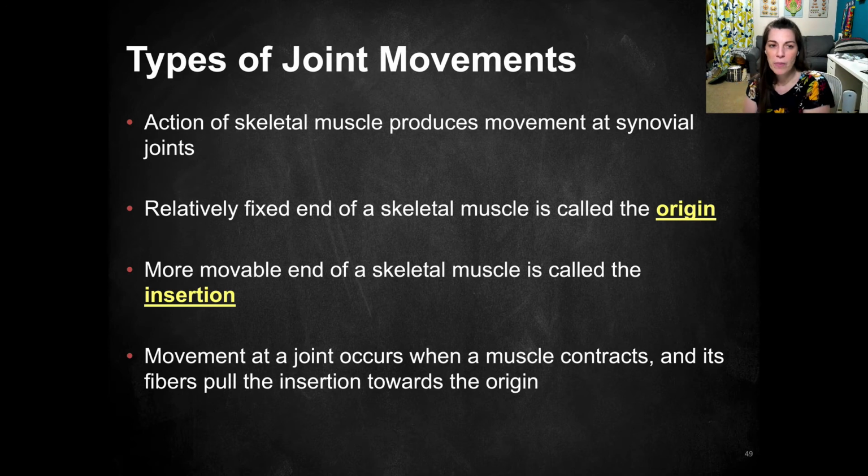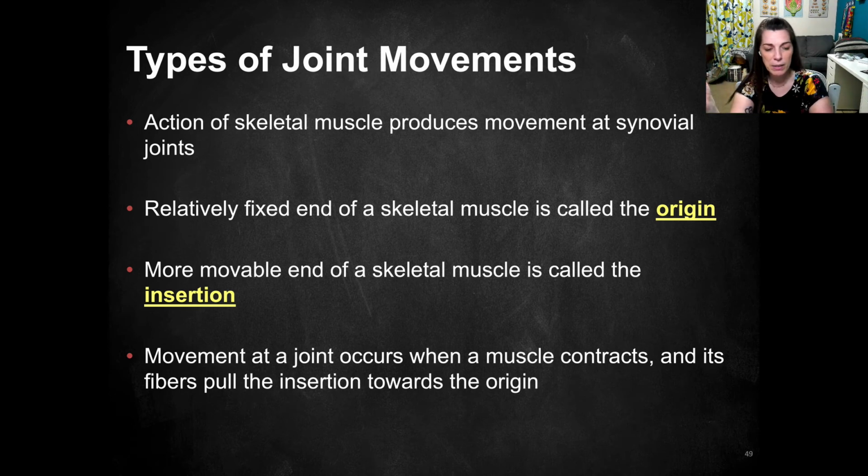Types of joint movement. So the synovial joints produce some really specific movement, and that's based on the muscles and their position. There's a relatively fixed end of a skeletal muscle where the muscle attaches, and that is called the origin. That part of the muscle doesn't really move, but you have a more movable end of the skeletal muscle called the insertion.